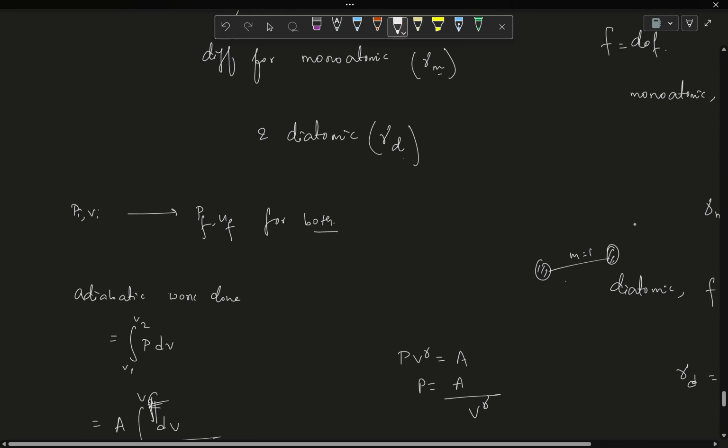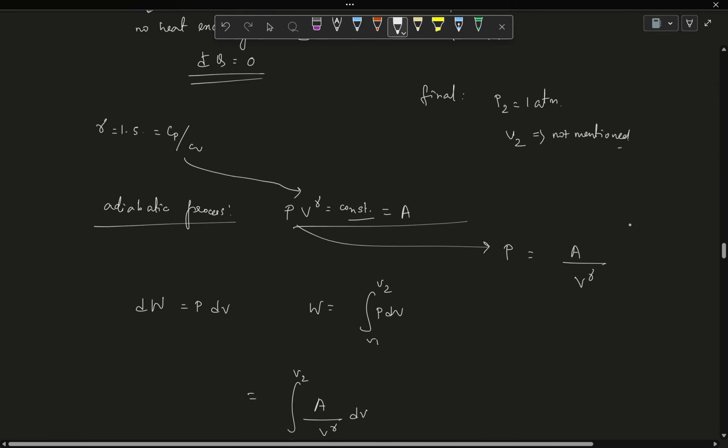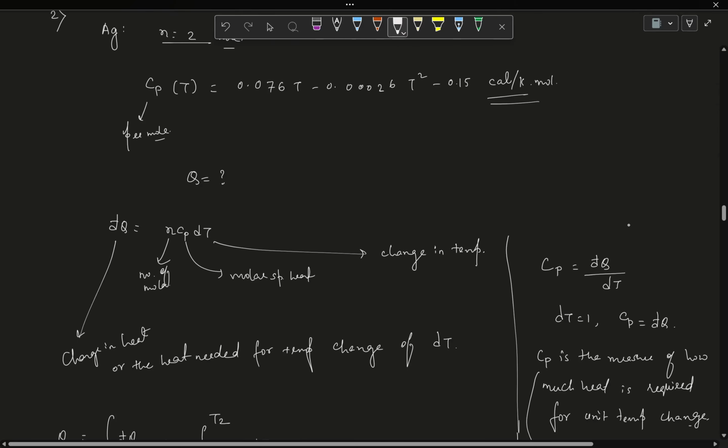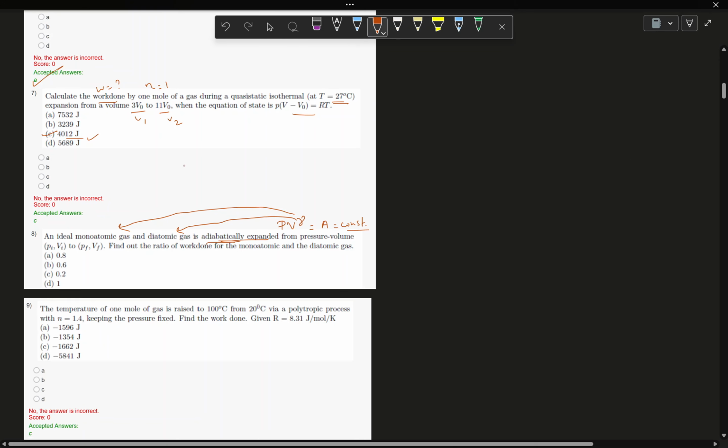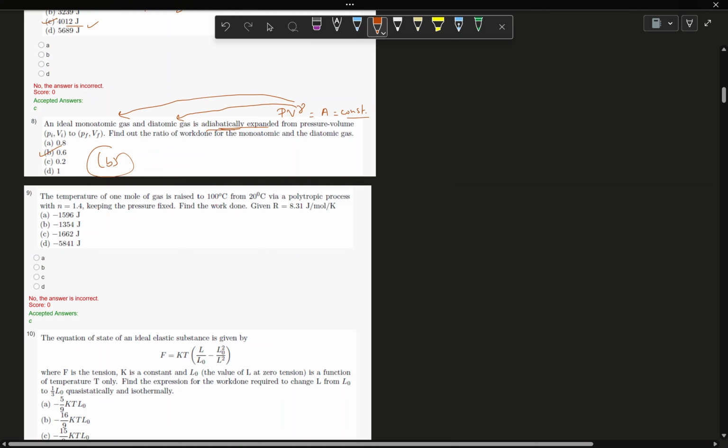Now let us go back and check if 0.6 is the answer or not. Yeah, so 0.6 is our option number B. Option number B is the correct answer. So this is not shown here, but B is the correct answer. Okay, now we have two questions left, 9 and 10.